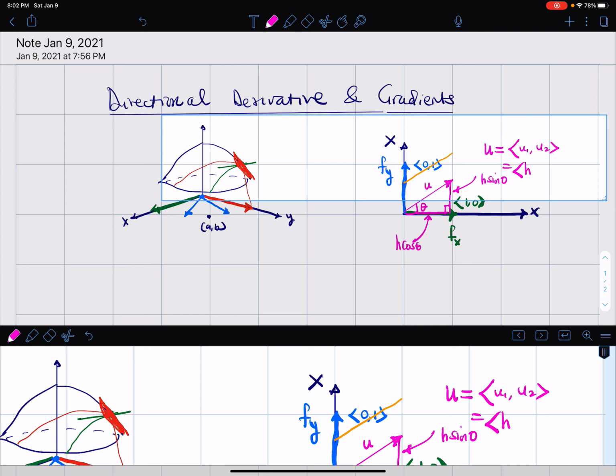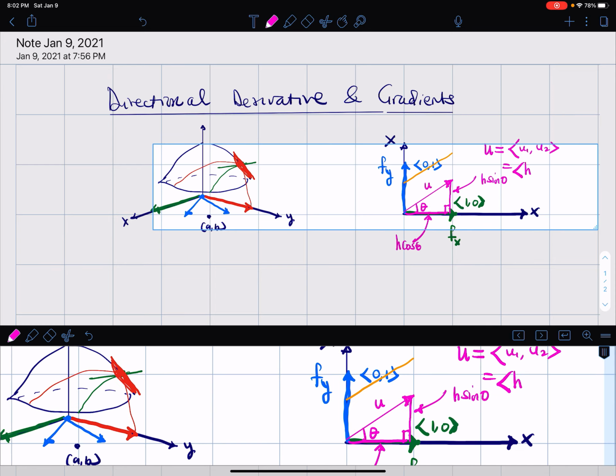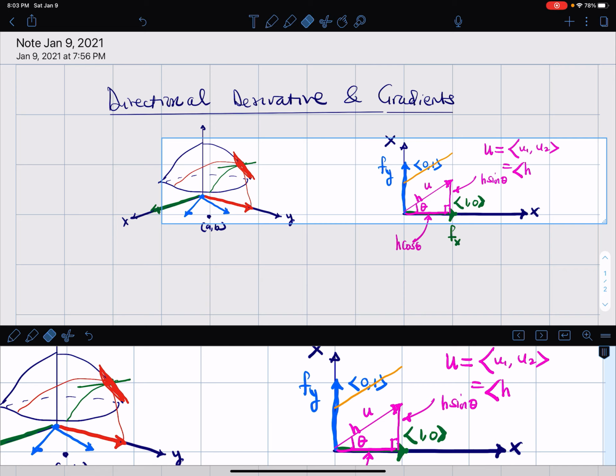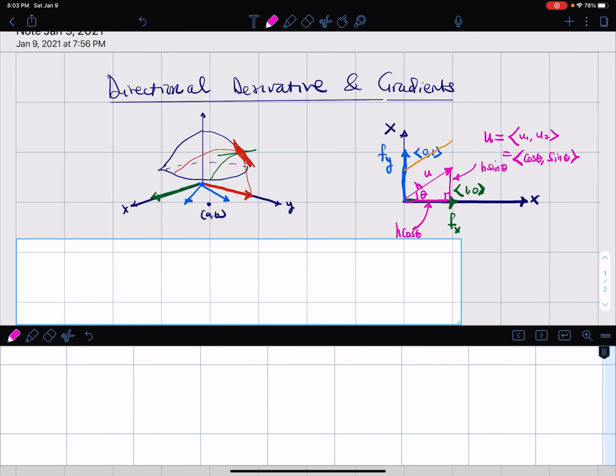But assuming if the vector is a unit vector, that means its length h is just 1, because this is u, but let's call this length h. That's why I said h sine theta and h cosine theta, right? So, but if h is 1, then we just have this as cosine theta and then sine theta. Okay. I hope that makes sense. I think it does.